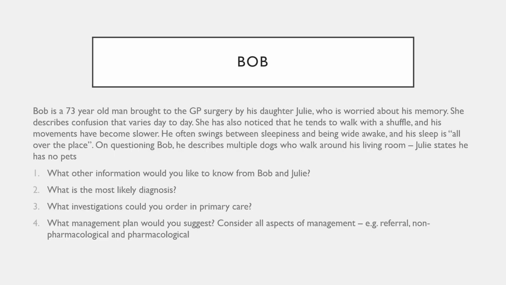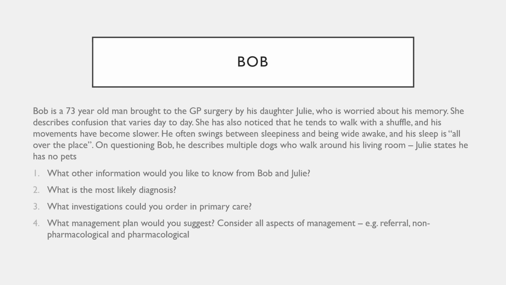So just to go through a case here, I've named this man Bob, and Bob is a 73-year-old man who's been brought into his GP surgery by his daughter Julie. She's a bit worried about his memory. She thinks that he's been confused, and that varies from day to day. She's also noticed that his gait is deteriorating, he's walking with a shuffle, and his movements have become slower. He often swings between being sleepy and then being wide awake, and his sleep is all over the place, according to both of them.